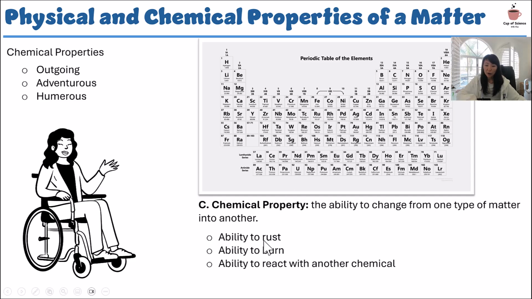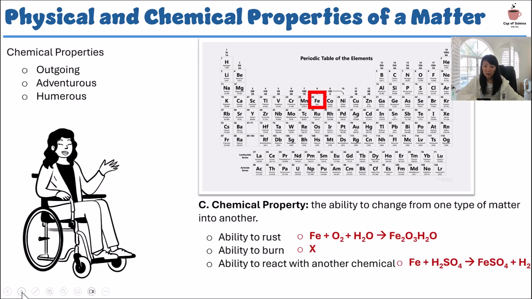Ability to burn, okay? Iron cannot burn. Iron can rust, but it cannot burn. And ability to react with another chemical. Not everything is going to react with another chemical. It might just stay intact. Like neon, for example, they don't like to react with other chemicals. So these are all potential chemical properties. It doesn't mean that the change has been made. It just means that they have the ability to do so. So for example, this person here has that outgoing, adventurous, and humorous chemical property. That doesn't mean that they're doing all of those right now.